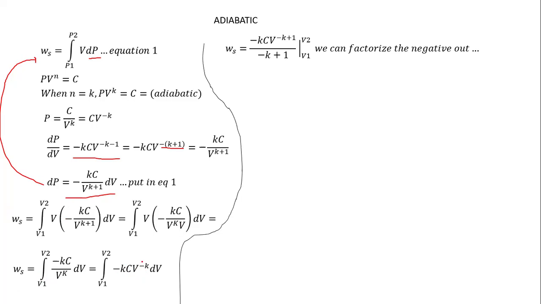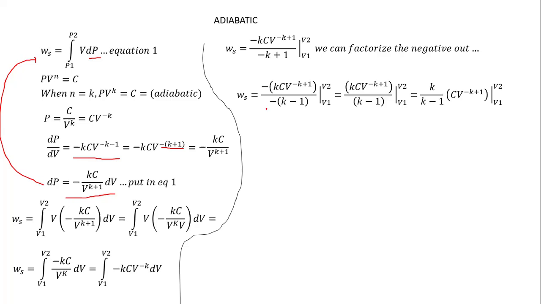So I'm just going to integrate v to the power minus k. When I integrate, I'll add 1 to the power. That's minus k plus 1, and I'll divide by that power minus k plus 1 from v1 to v2, right? Then we can factorize the negative out. If I factorize the negative out, the denominator will become k minus 1. Then the negatives can cancel out. So when the negatives cancel out, I can now put in my v2 and my v1.